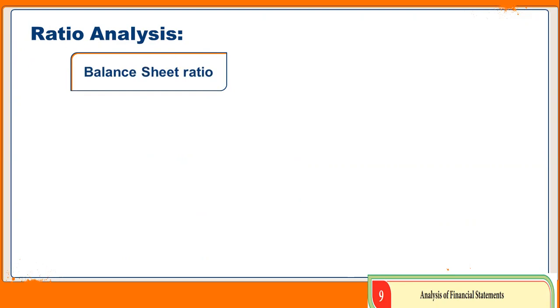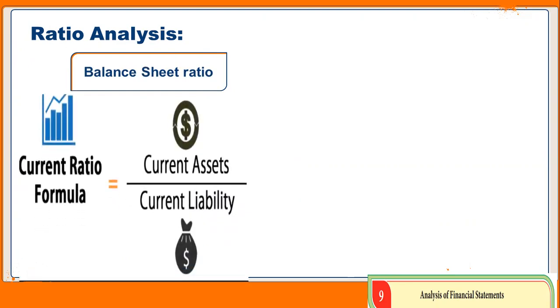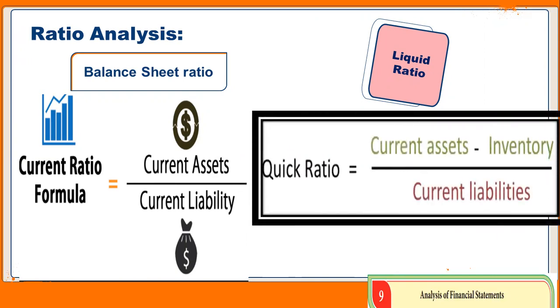See balance sheet ratio. Current ratio formula is current assets upon current liabilities. What is liquid ratio? The ratio of quick assets to current liability is called quick ratio, acid test ratio, or liquid ratio. The formula of quick ratio is equal to current assets minus inventory upon current liabilities.